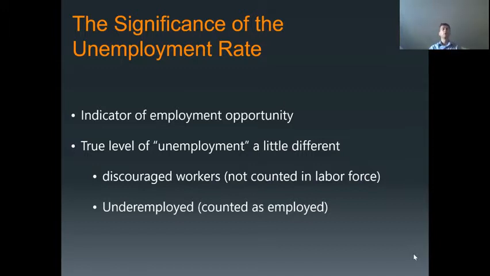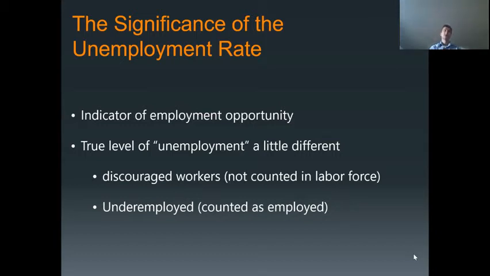Now, as I previewed a little bit on the last slide, the true level of unemployment is actually a little different because there are discouraged workers. Those are the people not counted in the labor force. They're the people who no longer want to work because they're discouraged from even looking for a job. Usually they've been unemployed for so long that they've just given up. You also have underemployed. So these are people who are counted as employed, even though their skills aren't necessarily matched up to what they're doing. So if you have a doctor working at a supermarket, that person is employed, but they are very much underemployed.